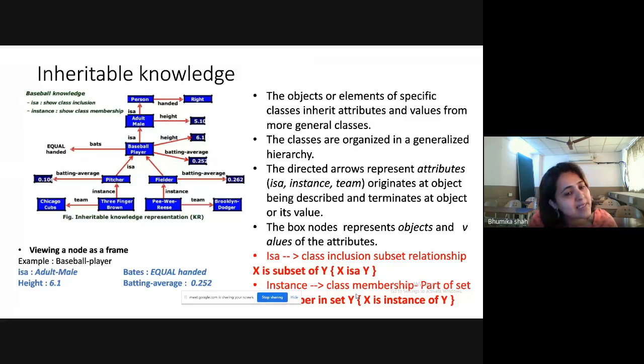Are you getting this? So here we can say that these two objects, Three Finger Brown and PVRs, are members of their appropriate sets, pitcher and fielder. So instance, once again, to make it very, very clear, indicates class membership. Okay. Fine. Now, if we talk about the broader classes, that is the pitcher class and the fielder class, I may use class and set interchangeably for the same object because it indicates both things.